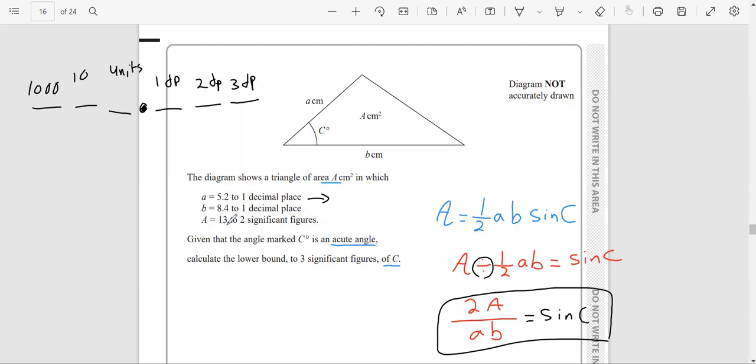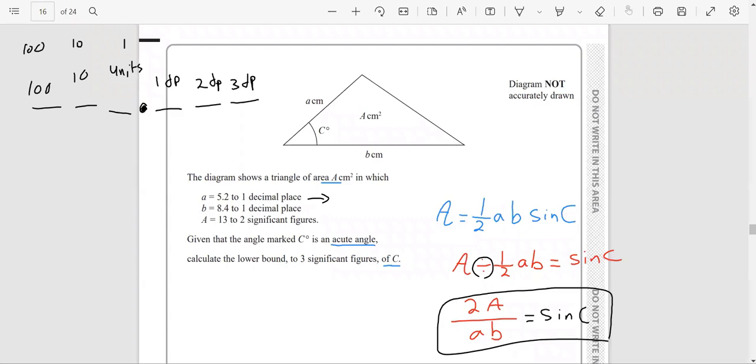Like here, 13. If you write 13 in here, you're going to find the second significant figure, which is 3, is the units digit. So for the units digit, you will use 1. If it's the tens digit, you will use 10. If it's the hundreds digit, you will use 100 divided by 2. And this one will be 100 divided by 2. So why do we divide by 2? Because we need to know both the limits.